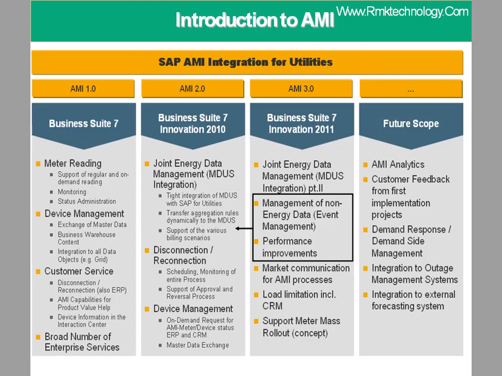This screen describes the evolution of AMI from AMI 1.0 to AMI 3.0. AMI 1.0 was basic with meter reading, both periodic and on-demand, master data management and disconnection/reconnection. Also, a large number of enterprise services were created. In AMI 2.0, focus was on energy data management. Integration with MDUS system is also enhanced in this version. AMI 3.0 main focus is on event management. CRM integration is also enhanced. Market communication for deregulated market is also introduced. Future focus is on analytics.